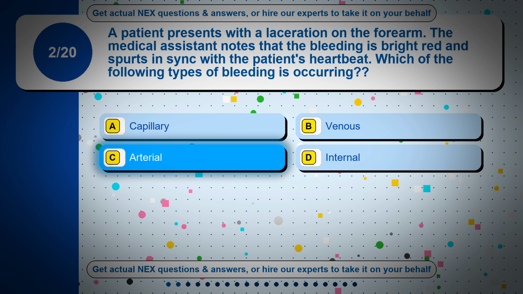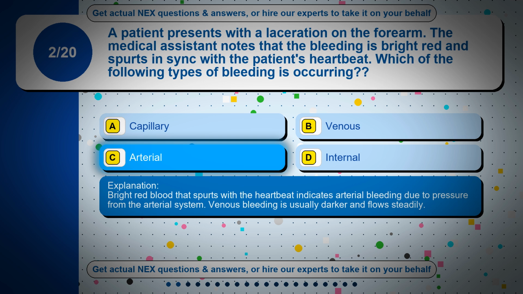Arterial. Bright red blood that spurts with the heartbeat indicates arterial bleeding due to pressure from the arterial system. Venous bleeding is usually darker and flows steadily.